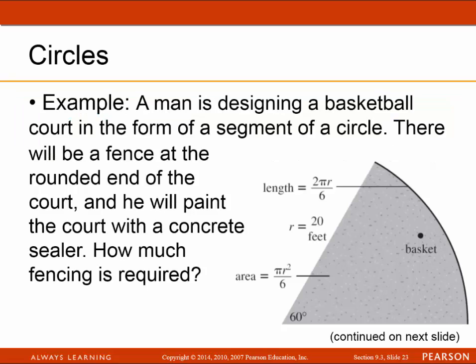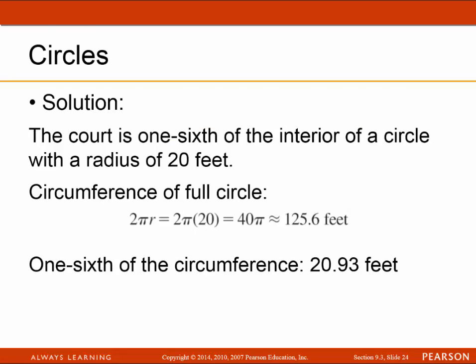So here's an example. A man is designing a basketball court in the form of a segment of a circle. There will be a fence at the rounded end of the court, and he will paint the court with a concrete sealer. How much fencing is required? So we're looking for the fencing here. So the court is 1/6 of the interior of a circle with a radius of 20 feet. So the circumference of the full circle is 2 pi r, which is 2 pi times 20, which is 40 pi, which is approximately 125.6 feet. And then 1/6 of that is 20.93 feet.